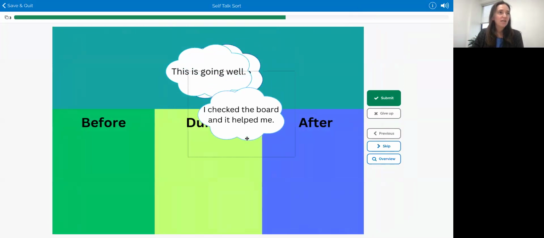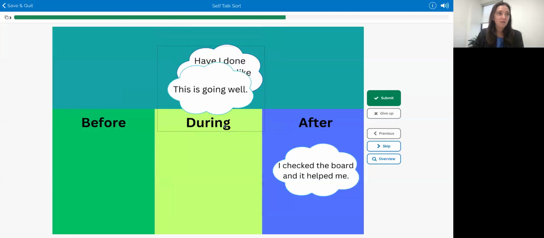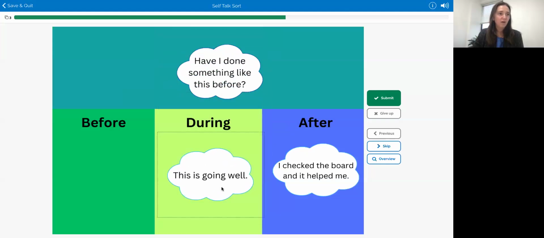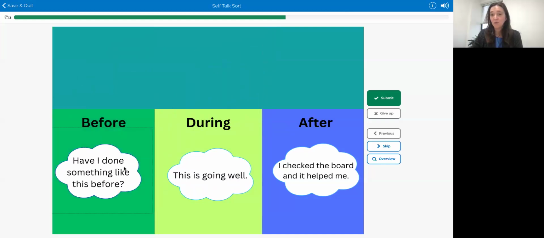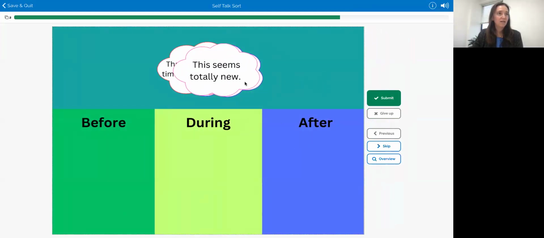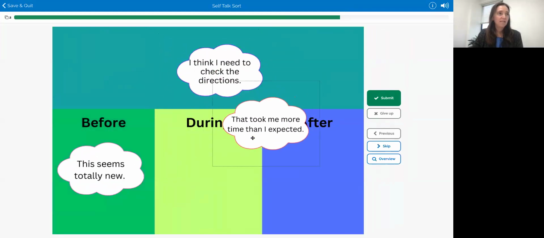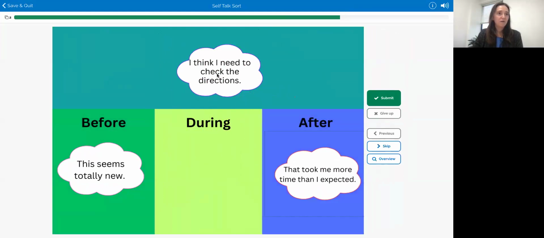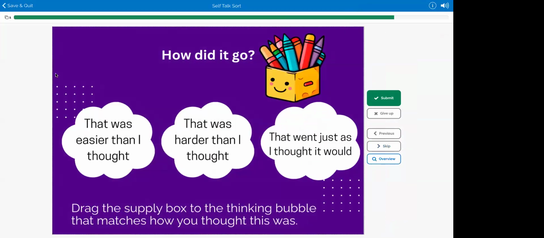Okay, I checked the board and it helped me. So that's the reflection. The feeling that this is going well, okay? And have I done something like this before? That's something we hope that we're asking before the task. Okay, this seems totally new. That took me more time than I expected. It might happen after. And I think I need to check the directions. Okay. Hopefully, do we get the idea with this? Yeah, perfect. Okay, cool.